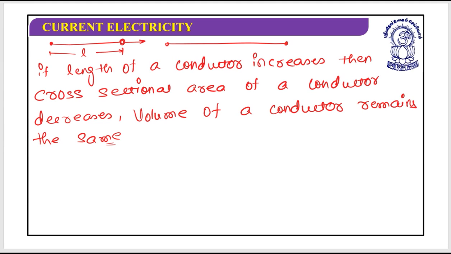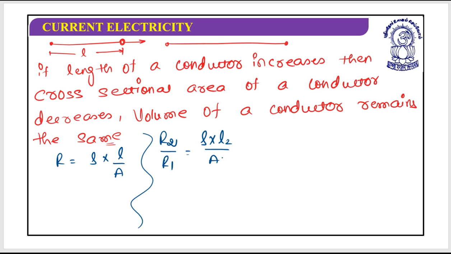what I can write is that R is equal to rho into L by A. Yes, this is the situation. Now what I can write is R2 divided by R1 should be equal to rho multiplied by L2 by A2, divided by rho multiplied by L1 by A1. This rho has gone, and this is L2 by L1 multiplied by A1 by A2.